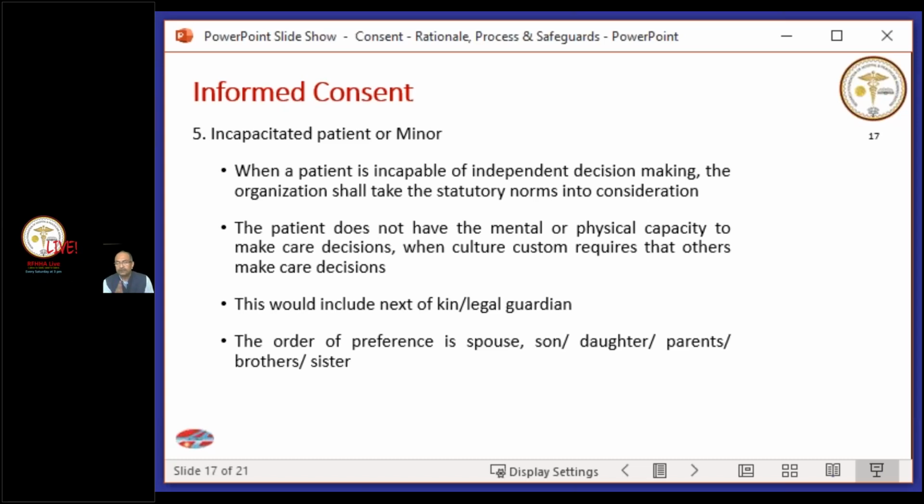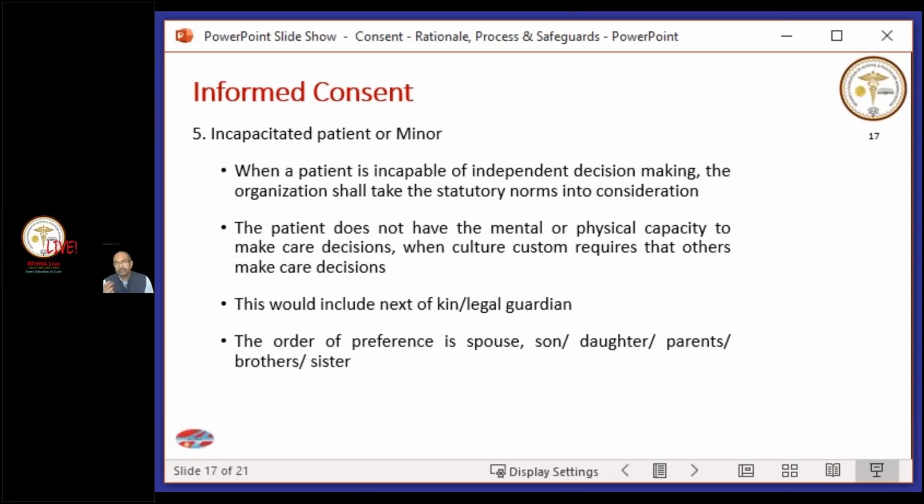For example, this cultural custom is an issue where, let us say, a procedure of vasectomy or tubectomy is being undertaken. The spouse's consent becomes necessary. In IVF procedures, the spouse's consent becomes necessary. And of course, when the patient is incapacitated in any way, this could include the next of kin or the legal guardian.